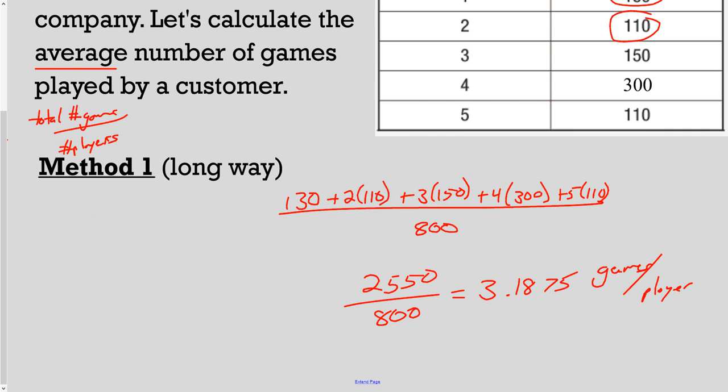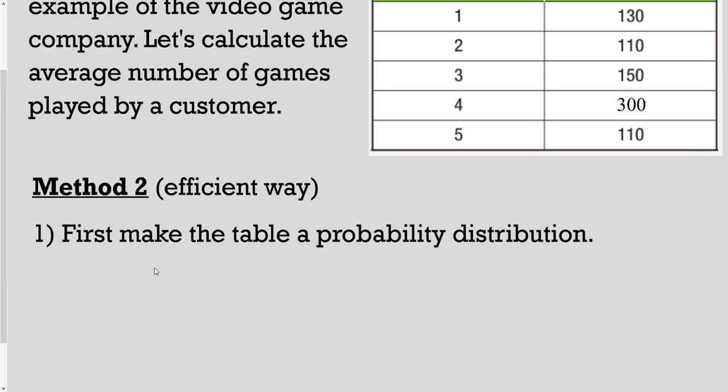If we use the efficient way. So first, let's make a probability distribution. So I want to find the probabilities of playing 1 game, 2 games, 3 games, 4 games, or 5 games. So let's say that's the number of games, x, and this is the probability of x.